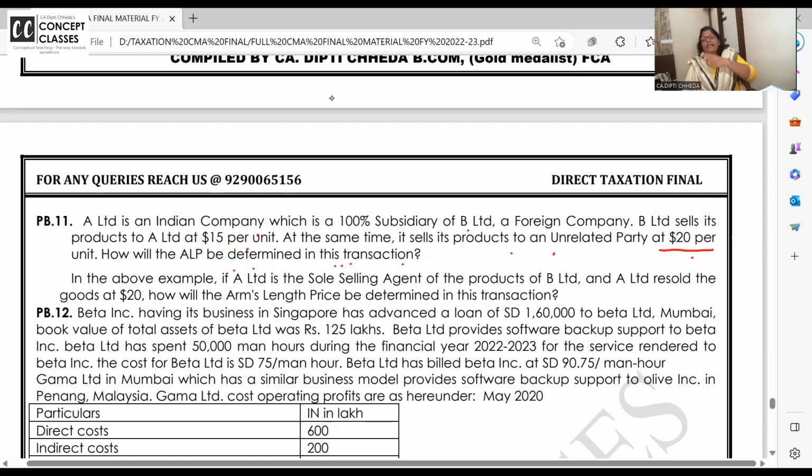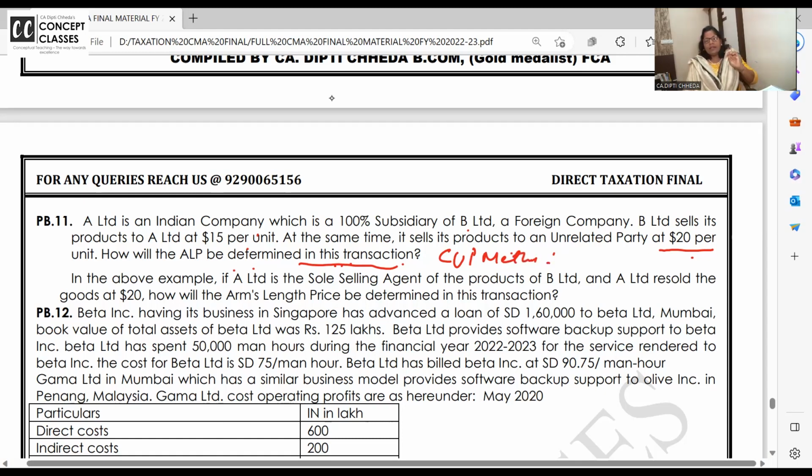How will the arm's length price be determined in this transaction? Now, when unrelated party ka comparable price is given, which method you will use for ALP? I want the answer from all of you. अभी तक आपने दो मेथड्स पढ़े हैं, कप और RSP. Fast, little fast. Which method? Which method we can use? Comparable uncontrolled price is given, then cup method. Right.